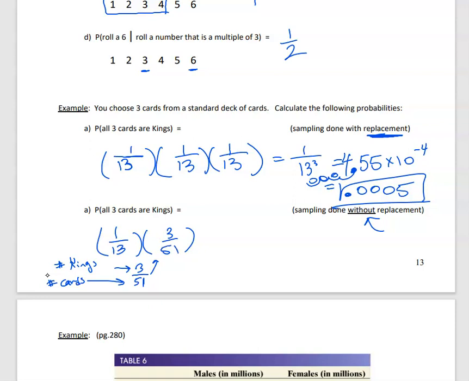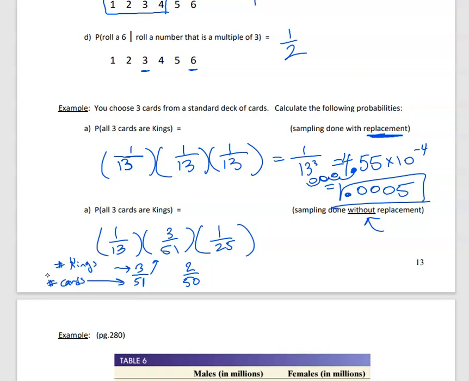And now we drew a king again. We don't put it back because it's without replacement. So now there are only 2 kings left in there, out of the 50 cards that are remaining. I'm going to simplify that one. It's 1 out of 25 chance on this one. So that will be the probability.